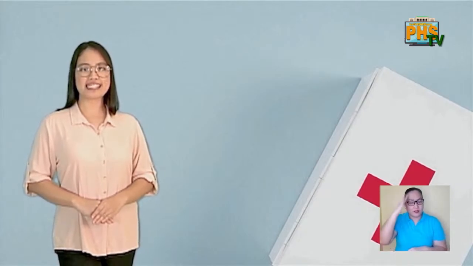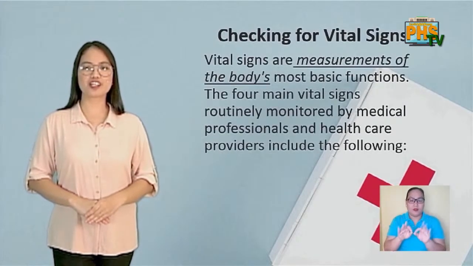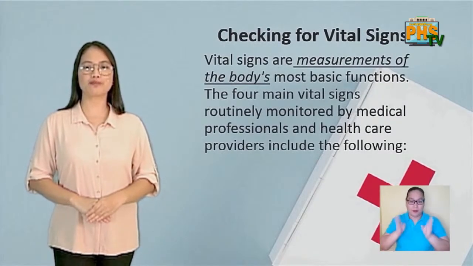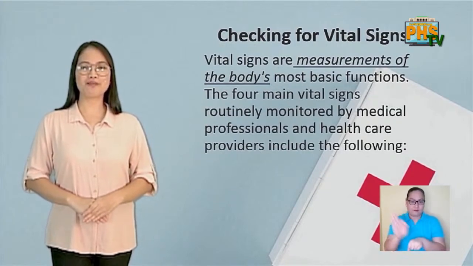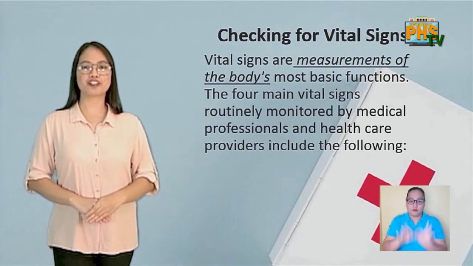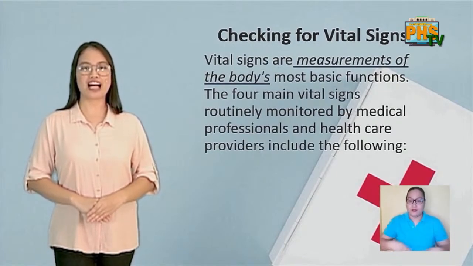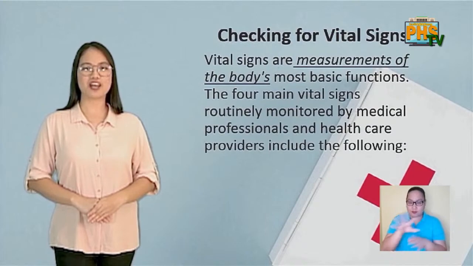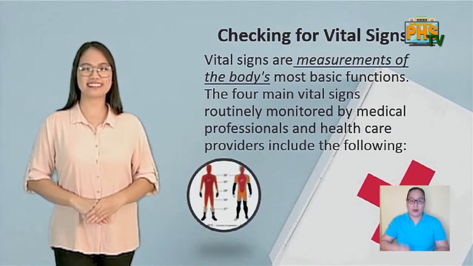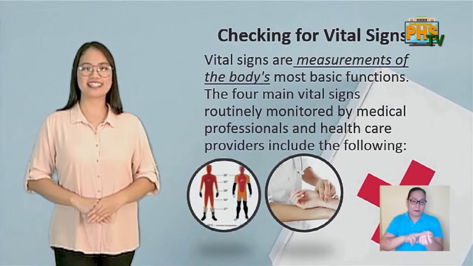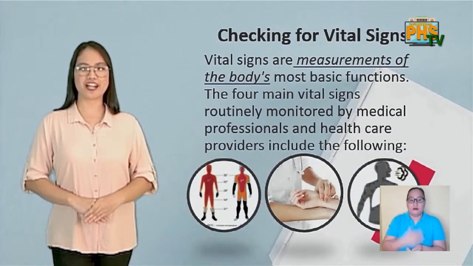Before you perform primary and secondary survey, you must know the basic assessments in aiding a victim. Checking for vital signs. Vital signs are measurements of the body's most basic functions. The four main vital signs, routinely monitored by medical professionals and healthcare providers, include the following. Body temperature, pulse rate, respiration rate or the rate of breathing.